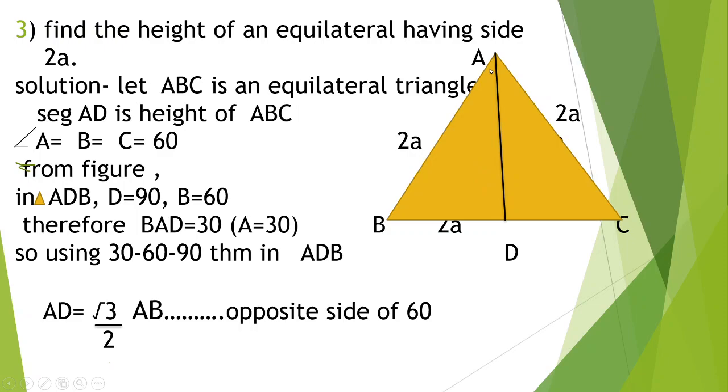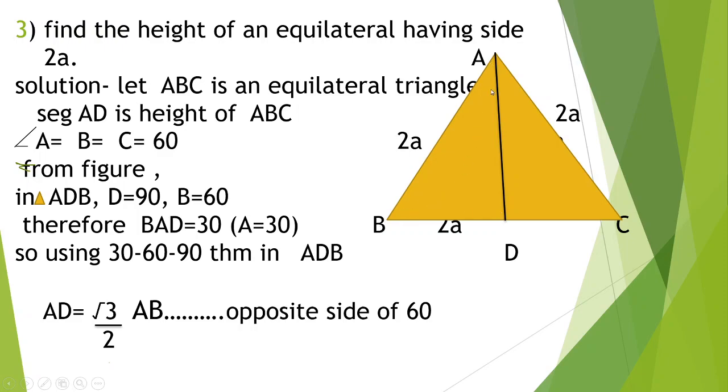Now see the triangle ADB. This is a right angle triangle because AD is a height. So here D is a 90 degree angle. So in triangle ADB, angle ADB is 90.